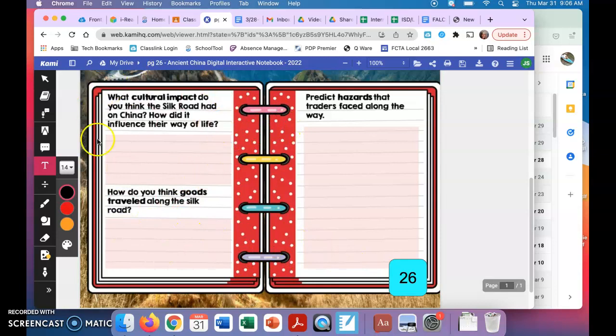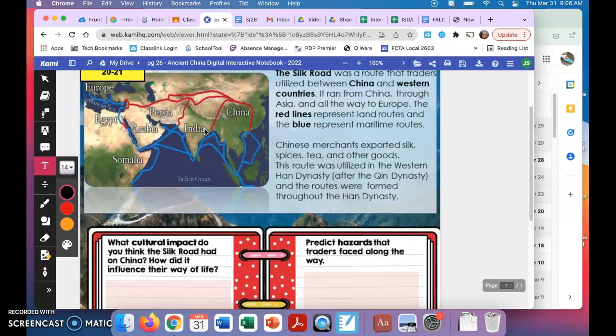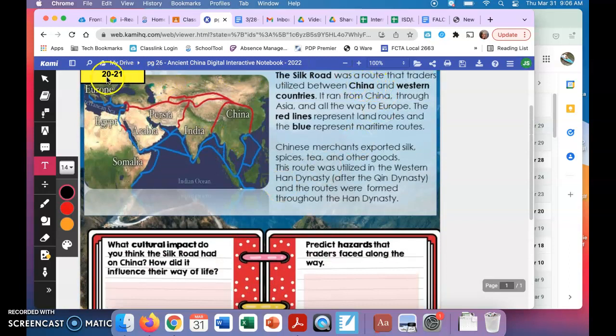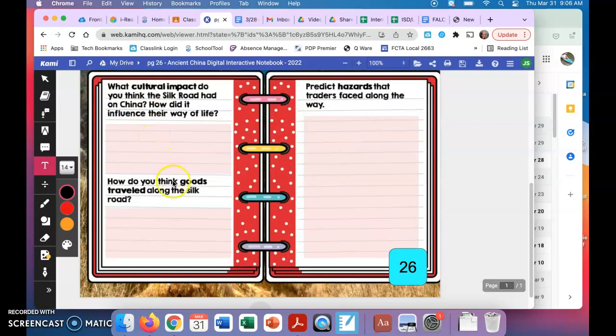The first one on the left-hand side is, what cultural impact do you think the Silk Road had on China? How did it influence their way of life? So you can use information here at the top, but I think you're going to find more of your information on slides 20 and 21. The second question on the left here is, how do you think goods traveled along the Silk Road? Think about that. There's two, land and maritime or water.